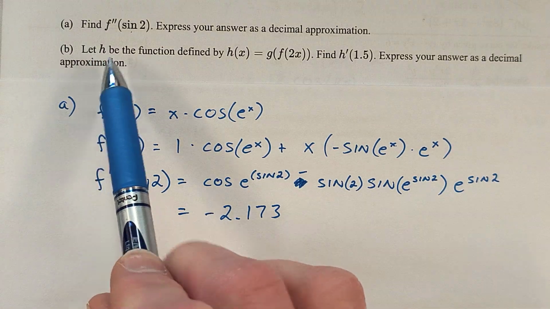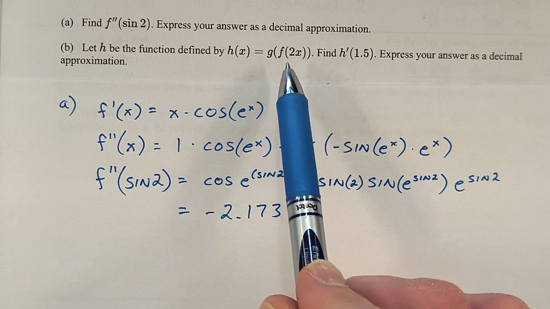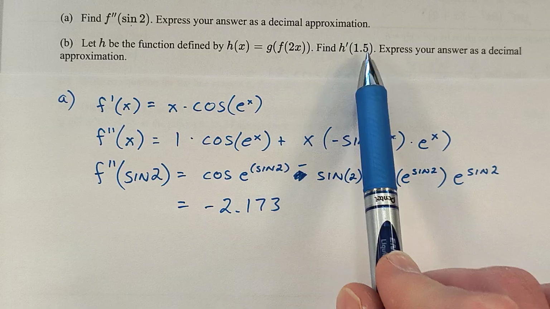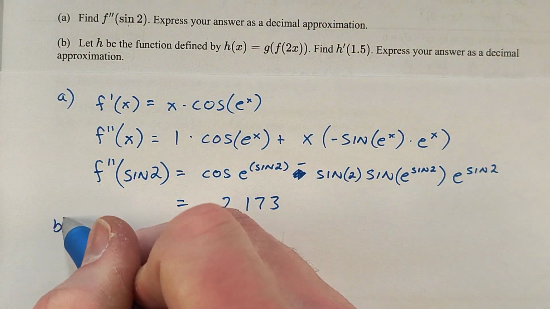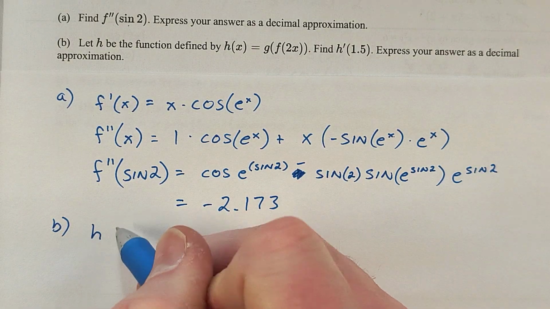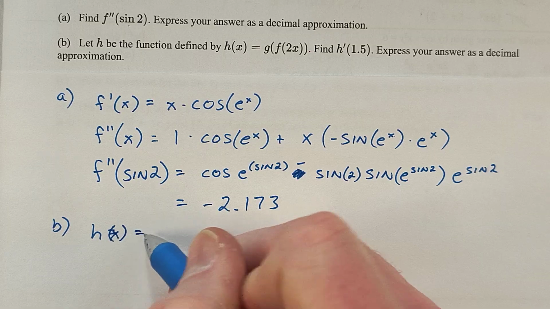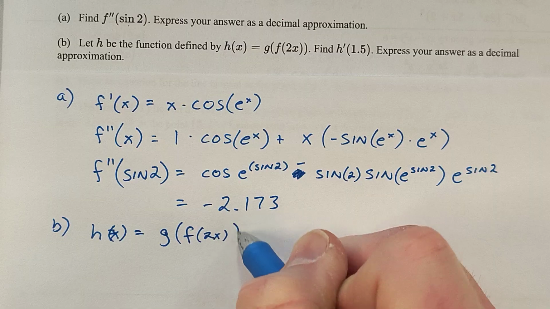Part B, h is a composite function, g of f of 2x, and they want us to find the first derivative of h at 1.5. Express your answer as a decimal approximation. Okay, so B, we know h of x is equal to g of f of 2x.